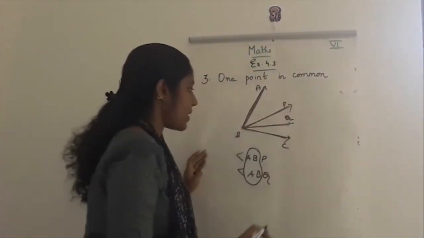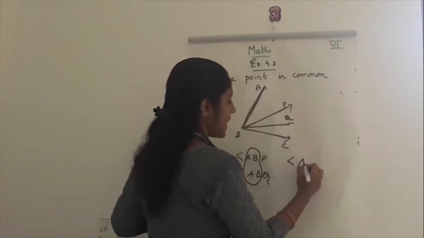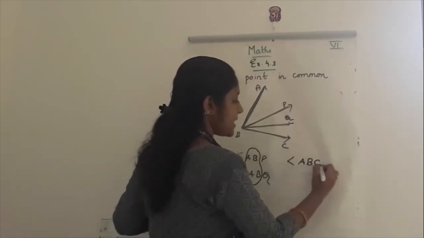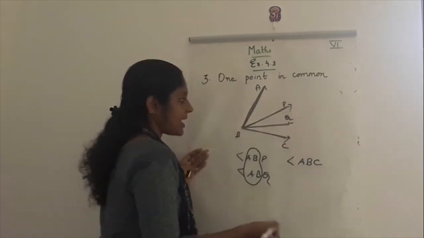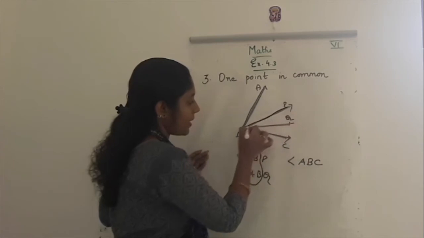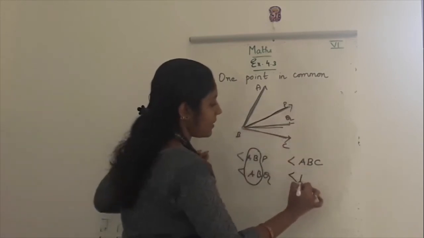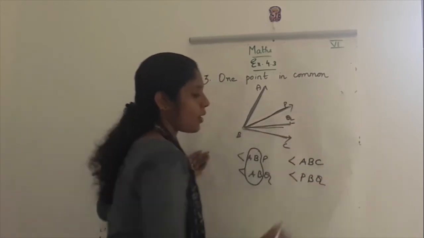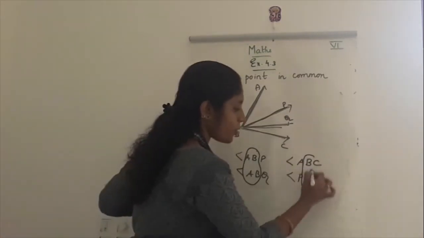ABC is one angle, with B as the one point in common. In the same way you can write angle PBQ. Here, looking at it, B is the single common point.